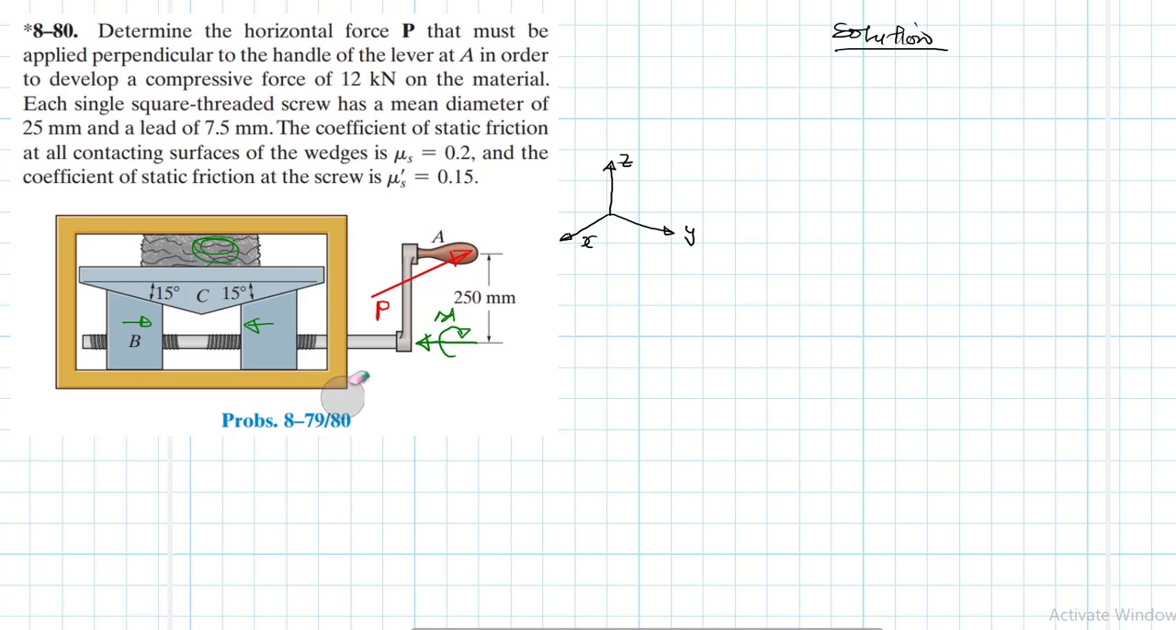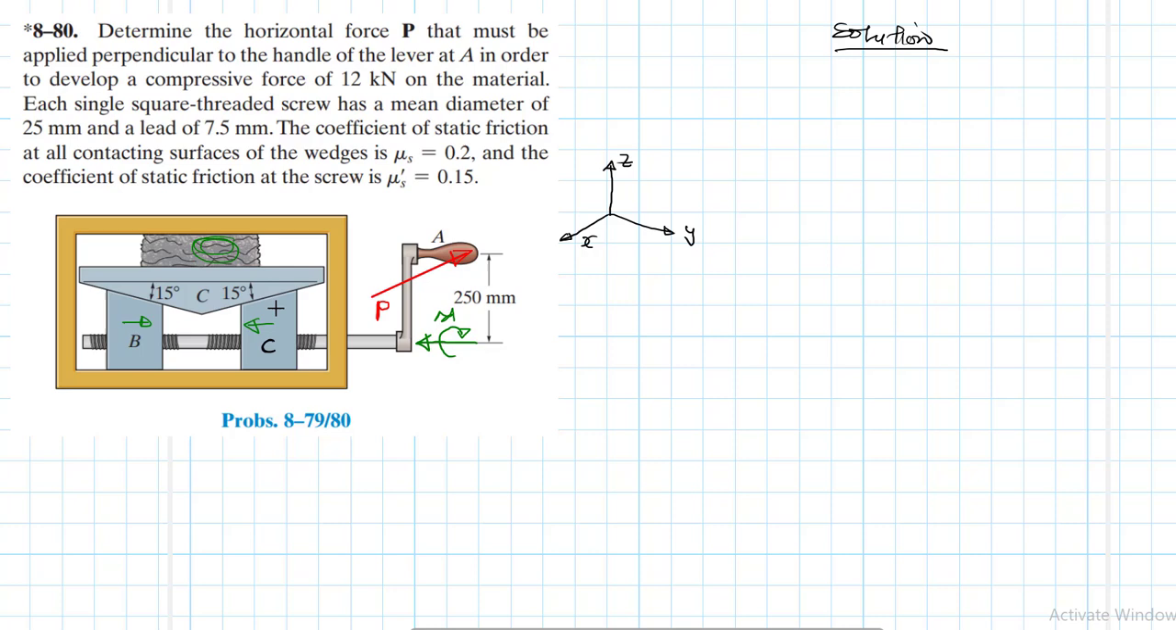So we'll need to dismantle the whole system, all these blocks and all these wedges. We have two wedges at the bottom, wedge B and wedge C. I'll call this C. So let's dismantle all this so that we look at what is exactly happening. At the moment, we are saying we want to find the force P that will allow us to develop a compressive force of 12 kilonewtons. So let's dismantle this and then apply the reaction forces.